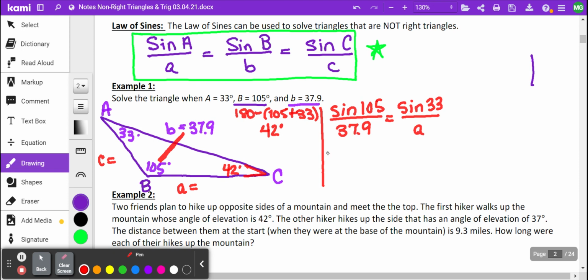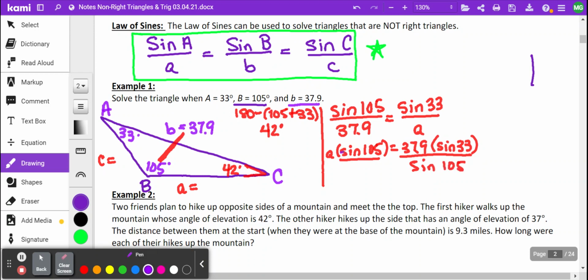We're going to cross multiply. So we get A times the sine of 105 equals 37.9 times the sine of 33. And in order to get A alone, we will divide both sides by the sine of 105. And all you have to do is put this into your calculator. When you put this into your calculator, make sure that you're in degree mode, and you should get that side A is approximately 21.4 units.